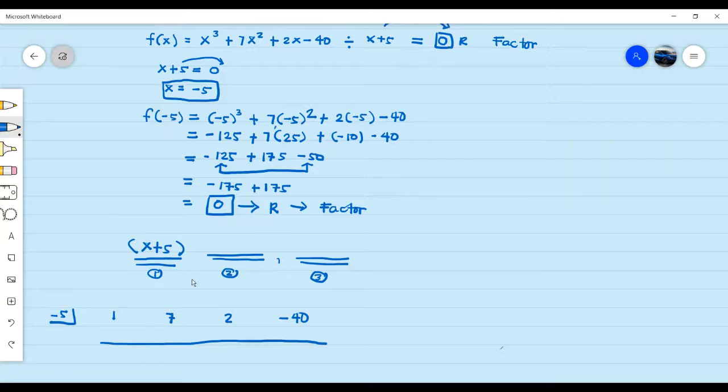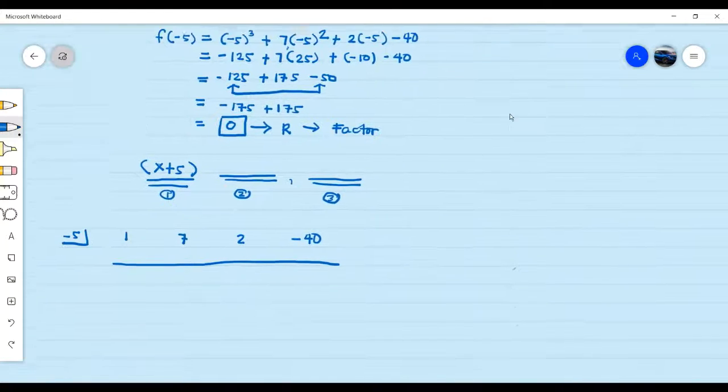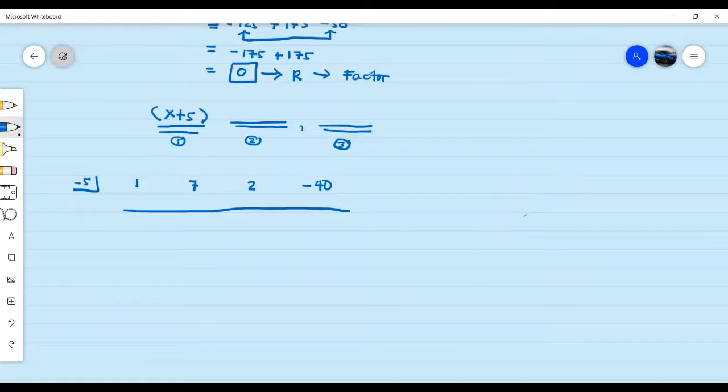Okay, I will just move this upward. So bring down 1, then multiply, that's negative 5. Then add 7 plus negative 5 is positive 2. Then multiply 2 times negative 5 is negative 10. Then add 2 plus negative 10 is negative 8. And then you multiply negative 8 and negative 5, that's positive 40. So now we have the same answer. This is our remainder, which is equal to 0.